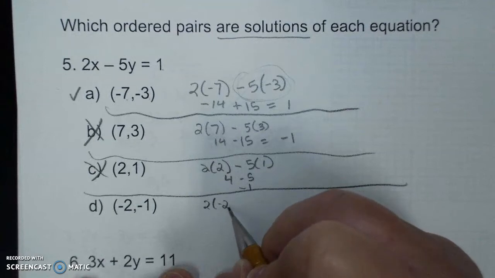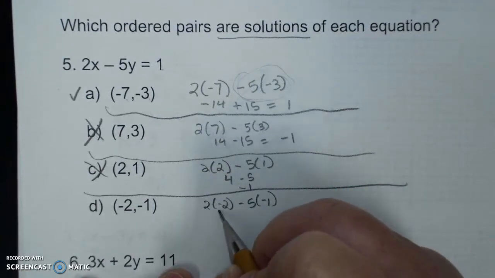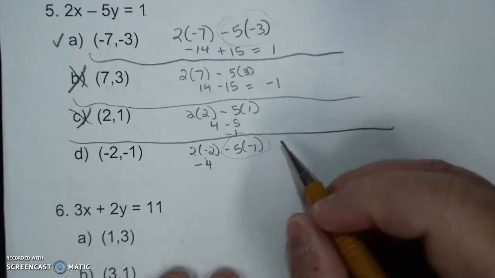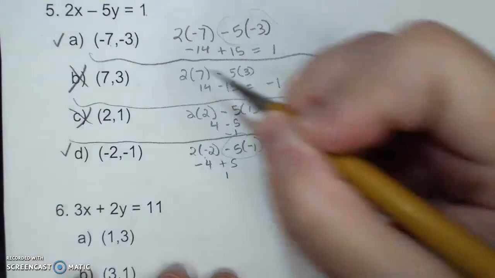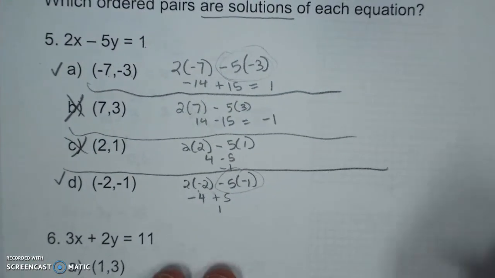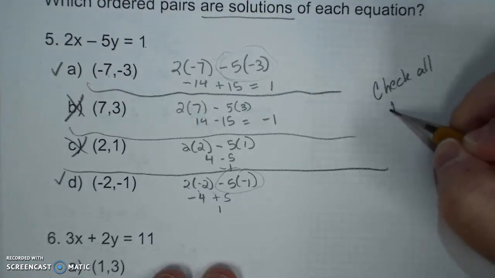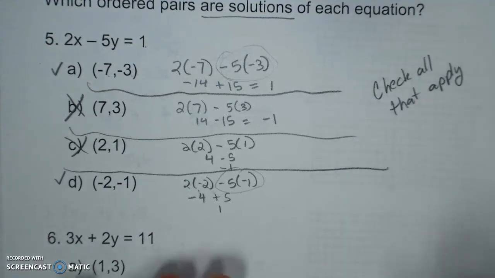2 times -2 minus 5 times -1, -4. I take this as a clump, and that is positive 5, which is 1, which this is. This may show up in a question as check all that apply. So you would check this one and check this one.